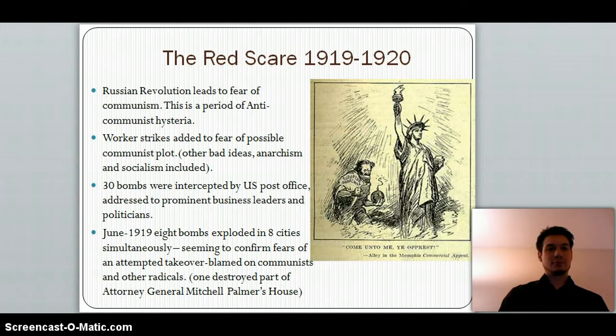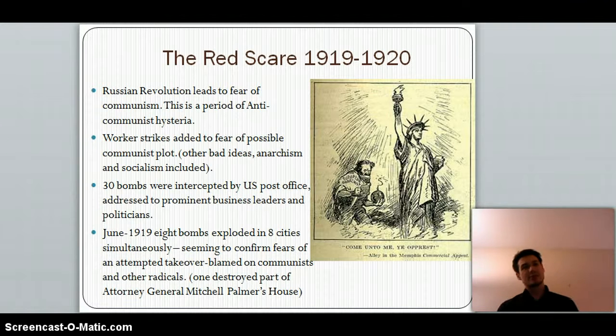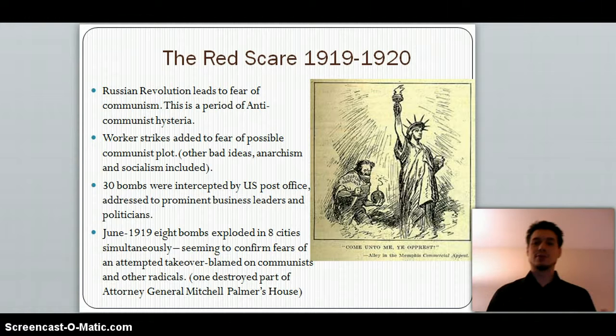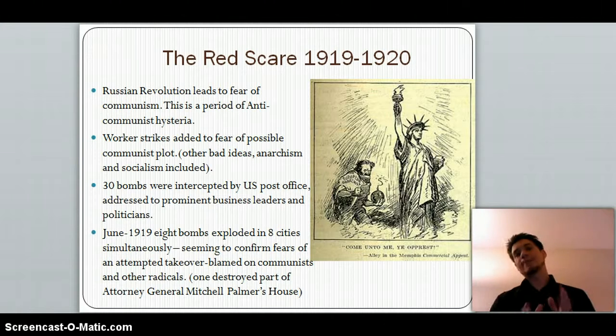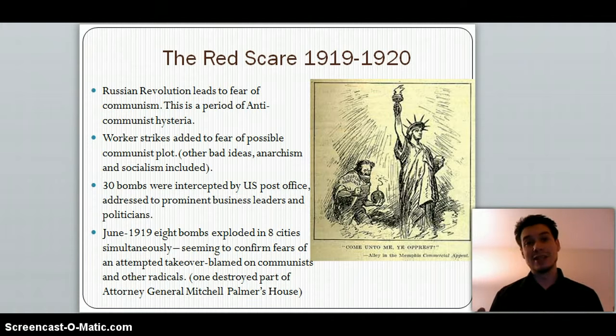Okay? We also have the Red Scare, which happens from about 1919 to 1920 because Russia actually turned to communism. And when they did, this leads to fear of communism spreading. Huge anti-communist hysteria goes through not even just the US, but other countries in the world as well. And workers' strikes add to the possibility of a communist plot, people think. And we literally have many bombs that are intercepted by the post office. And even in June 1919, we have 8 bombs go off simultaneously. People thought this was it. This was going to be the communist revolt, but it never did happen.